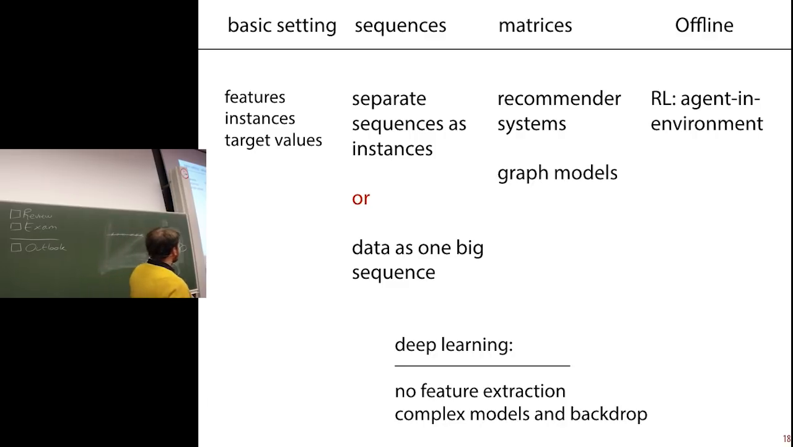And in deep learning, it's sort of a different beast. You can do all of these things using deep learning models. But the key to deep learning is that you try and get rid of feature extraction. So you don't do manual feature extraction, but you look at the raw data and you let the model learn how to extract features. And the models get more complex, but the search is always backpropagation.